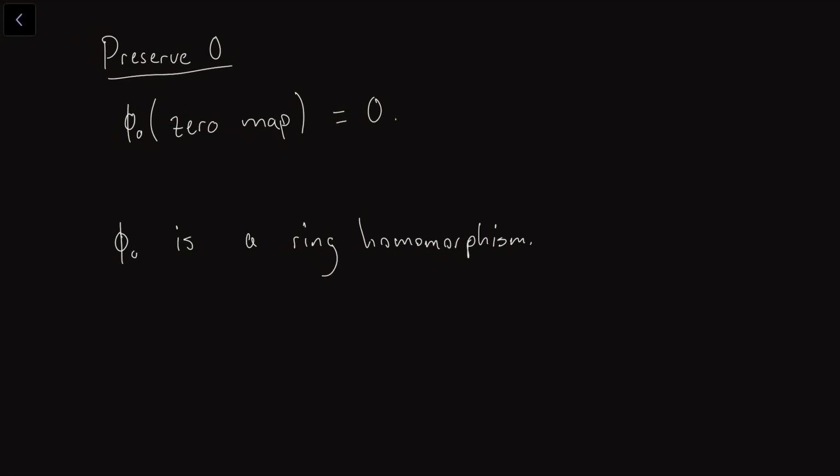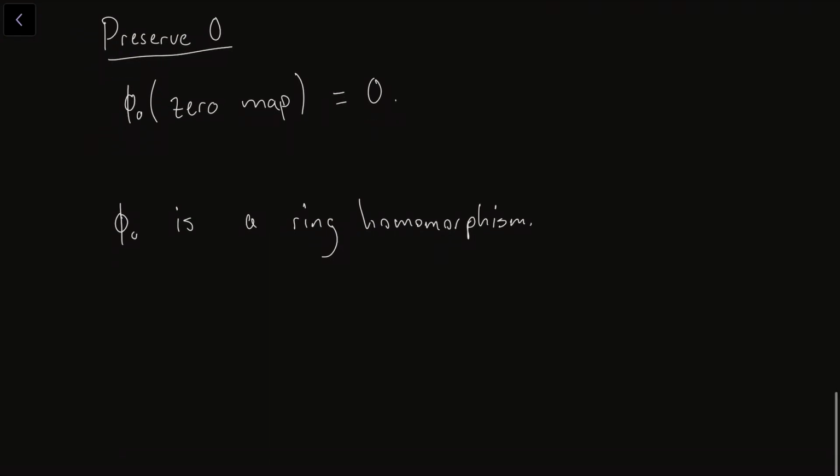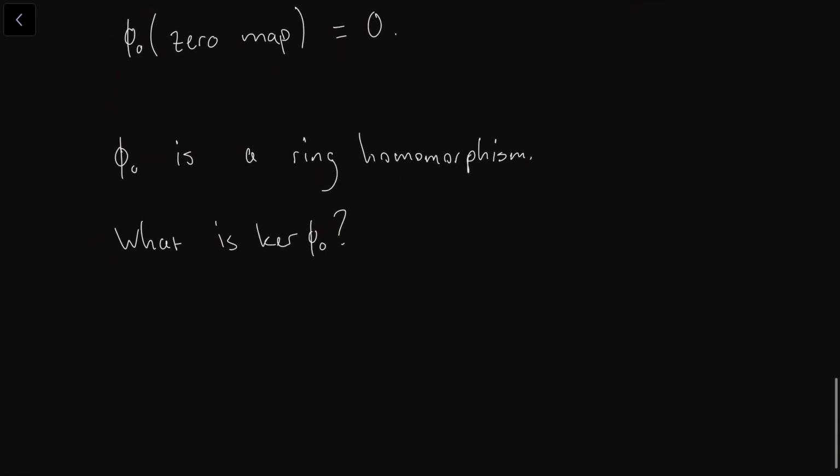Okay, and our next question is, well, what exactly is the kernel of this homomorphism? So what is the kernel of phi 0? Well, if we think about it for a second, this is going to be all of the continuous functions that get mapped to 0 in the real numbers. So let's say that we have a function f in the kernel of phi 0.